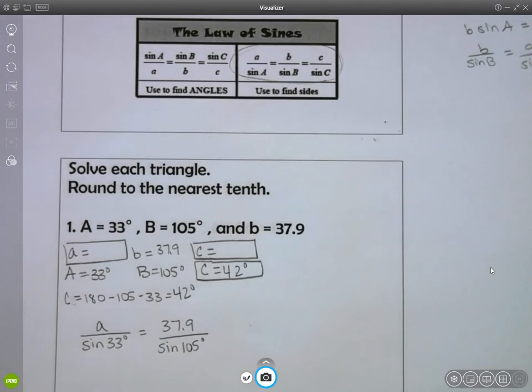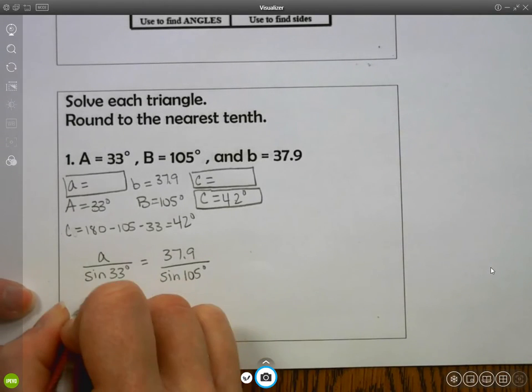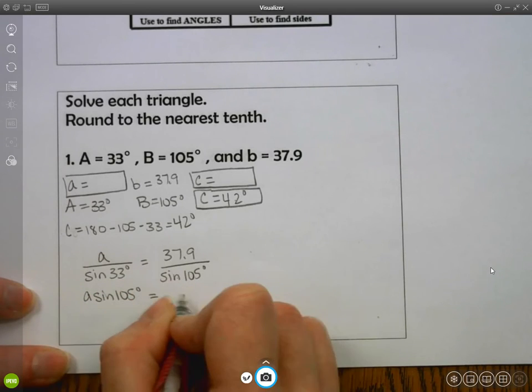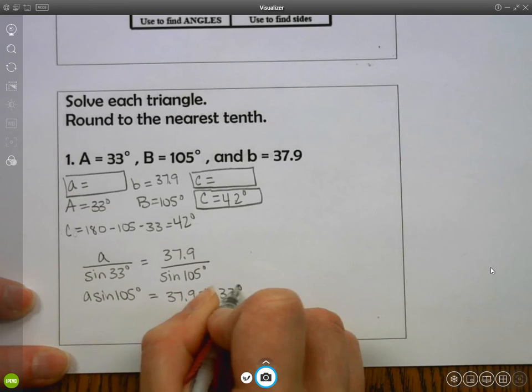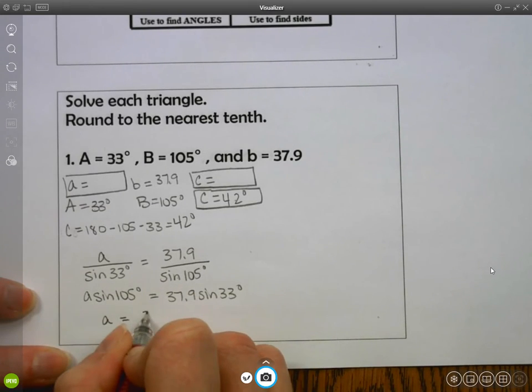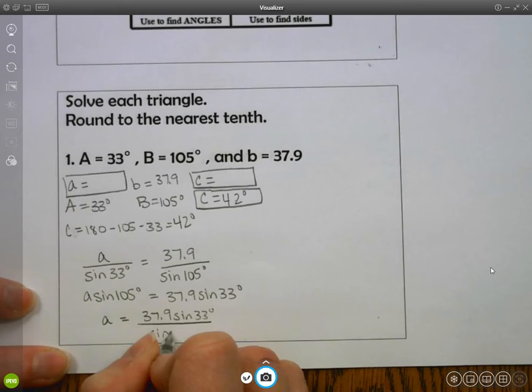All right, so now we're solving a proportion. So we're going to cross multiply and then divide. So we're going to say A times the sine of 105 degrees is equal to 37.9 times the sine of 33 degrees. And then we're going to have to divide by that sine of 105. So that you don't round multiple times in a problem, I wait until the very end to type it in.